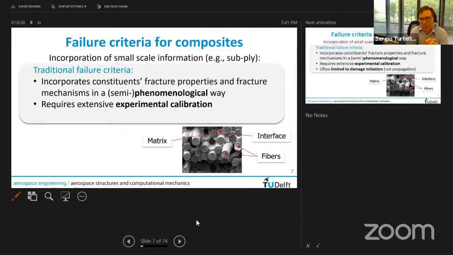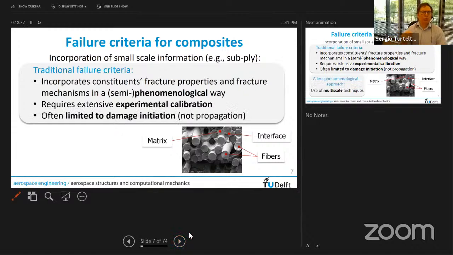But one of the limitations of the current approach is that often this type of criteria is limited to damage initiation. So it does not tell you how a crack is going to propagate. It only tells you when the crack is going to initiate. You could argue that for design purposes, it's only sufficient to know when it's going to initiate. But in reality, we want a design in which we also take into account the propagation part.